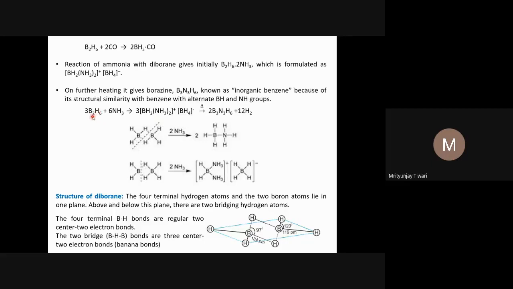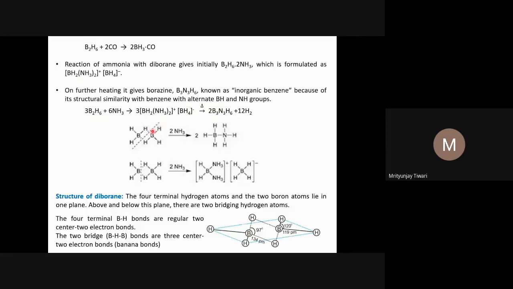Now 3B2H6 plus 6 ammonia molecules. When I am taking 3B2H6, it means I am taking 6 BH3 units, and these 6 BH3 units will react to form 3 BH2(NH3)2 plus and BH4 minus, and now on further heating this will give the borazine B3N3H6 plus 12 hydrogen molecules.